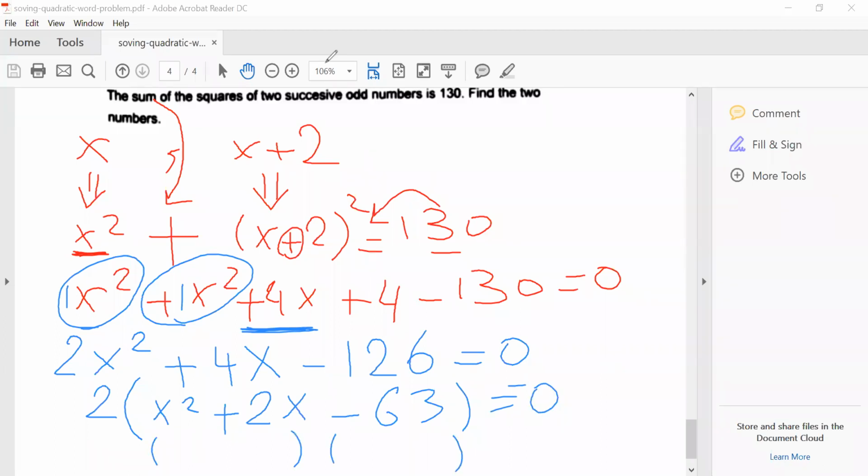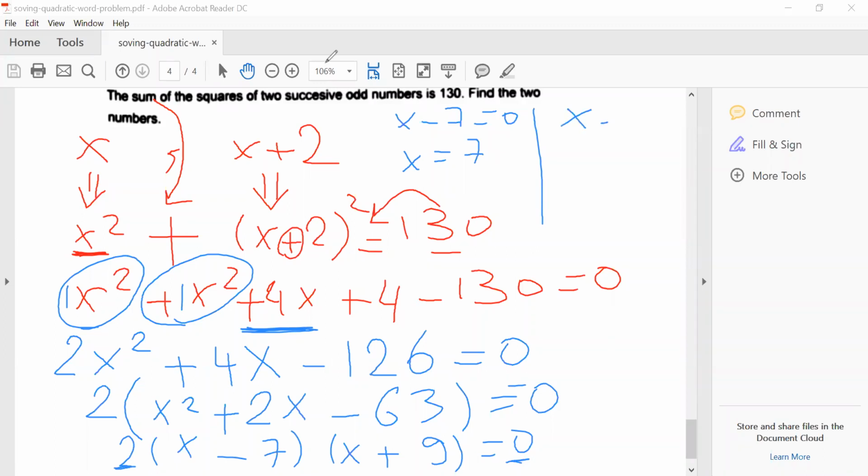I will factorize this trinomial: x and x. 63 is 7 and 9. The bigger one has the same sign as the middle term. So x minus 7 equals 0, so x equals 7. Miss, you didn't write the 2. Okay, but the 2 in this case will not be a solution because 2 doesn't equal 0. Okay, I have the solution for x. x plus 9 equals 0, so x equals negative 9.